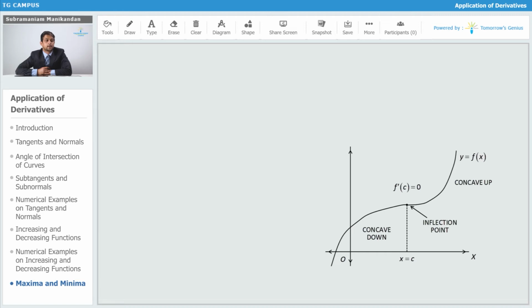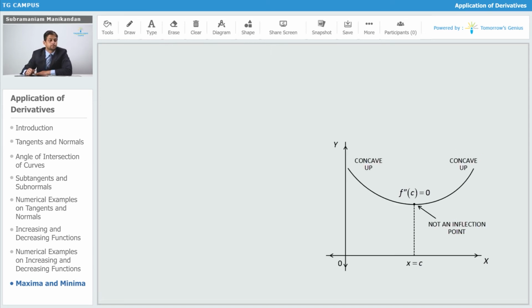Suppose we look at this example. Again, it's a cubic function. So to the left of the point x equal to c, the function is concave down, and to the right of the point x equal to c, the function is concave up. At the point x equal to c, the value of the derivative of the function is equal to 0. However, the second derivative of the function is also equal to 0 at this point, and therefore it corresponds to an inflection point. Let us look at another example.